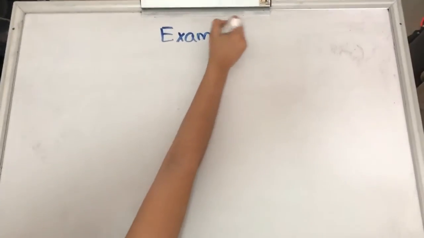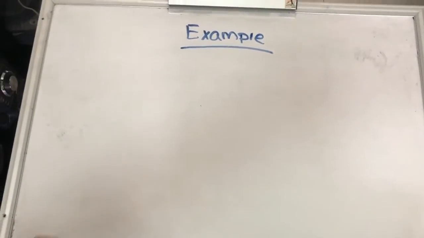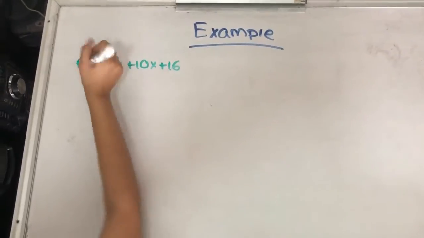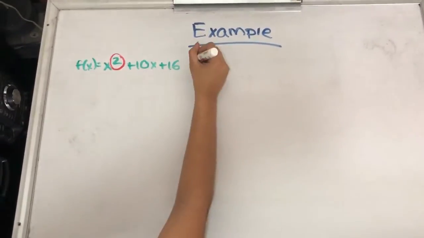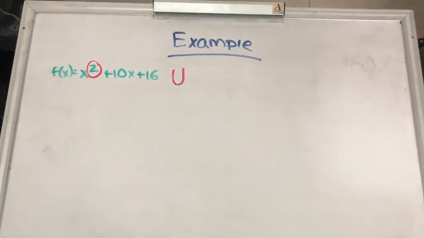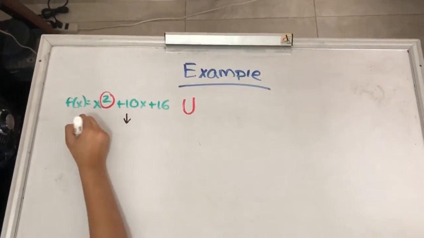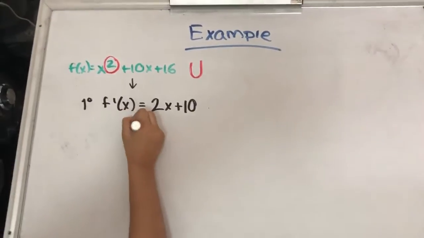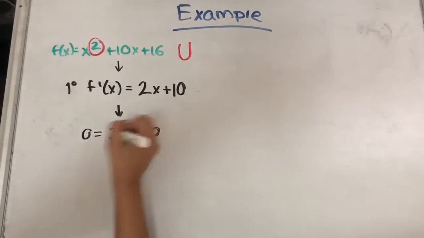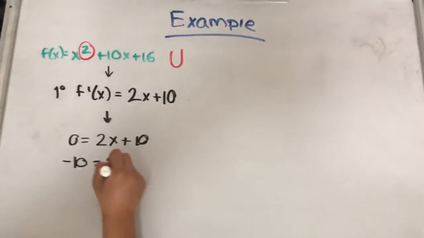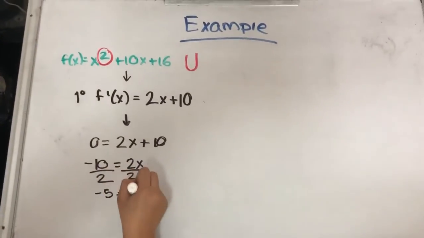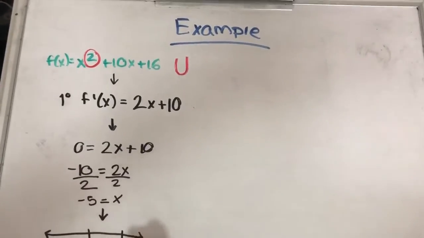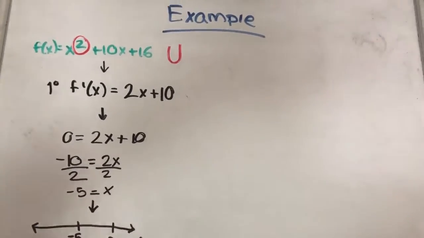Let's do a quick example. Imagine we have a function that is x squared plus 10x plus 16, where the positive x squared indicates that it's a positive concavity. Then, first of all, we need to take the derivative of the function, that in this case will be 2x plus 10. Then, we set that derivative equal to 0 to find the critical value, in this case, minus 5. Then, we make a little scale where we can indicate how it can be visualized in the graph.